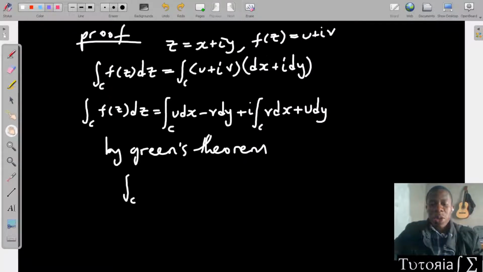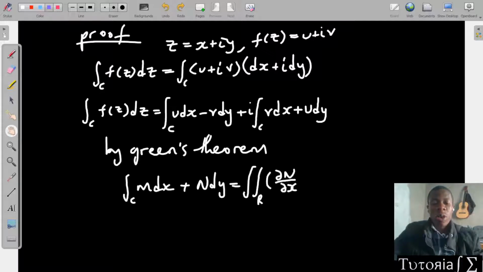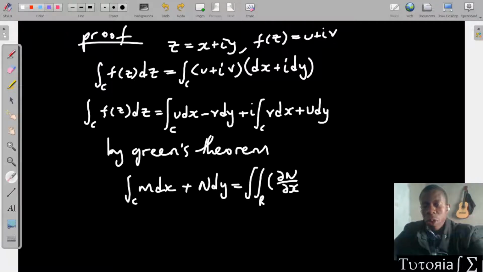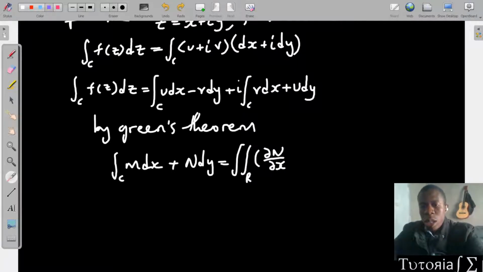All right, so Green's theorem states that if you have M dx plus N dy, this is equal to the double integral of dN/dx, then minus the double integral of dM/dy. So minus dM/dy, okay. The first one becomes the second one, and the second one becomes the first one.